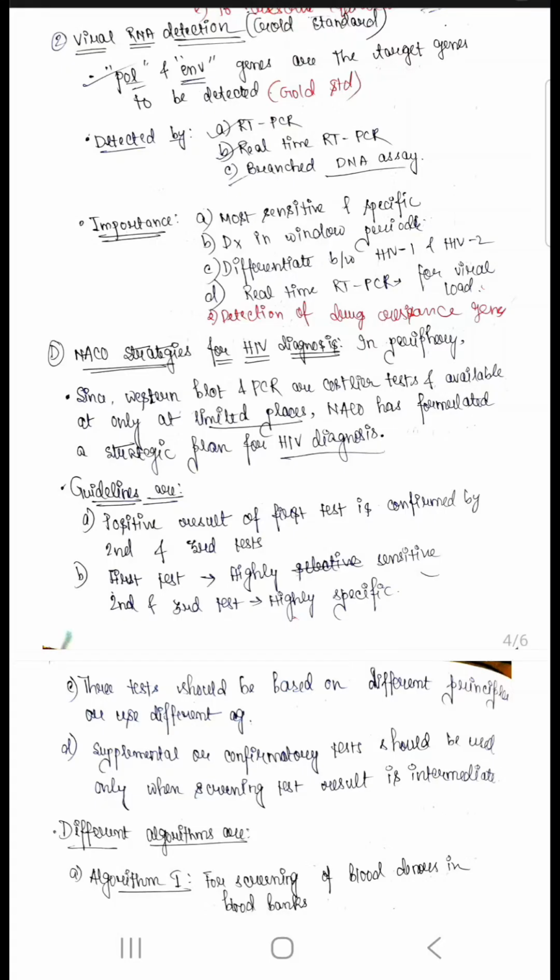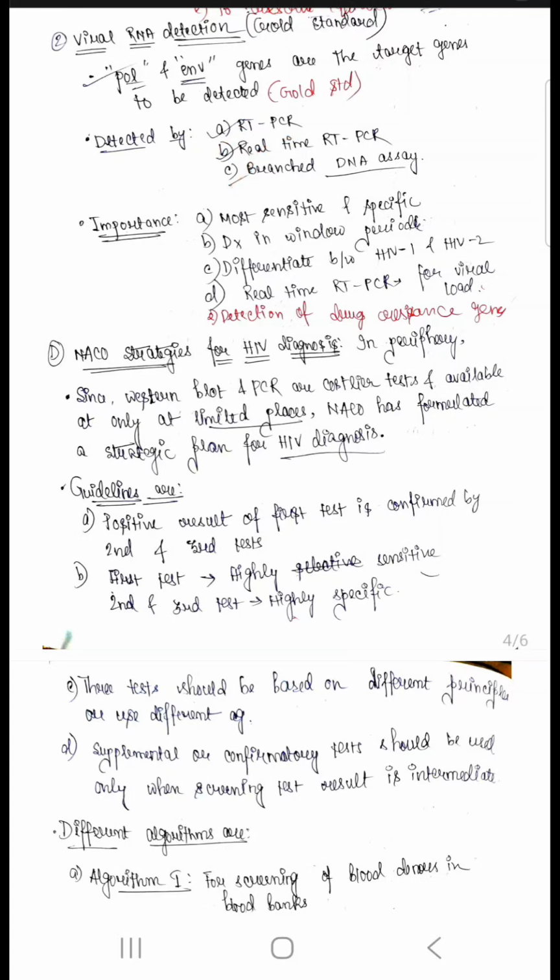So this is an RNA detection test, this is a molecular test, and this is an amplification test. You cannot detect these small pieces of RNA in the serum. You definitely need to amplify it. So we are using RT-PCR, we are using real-time RT-PCR, and we are using branched DNA assay.